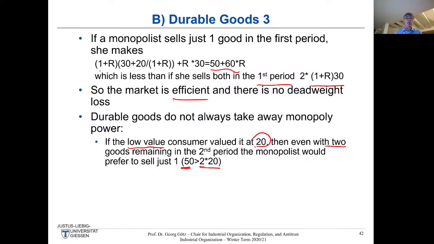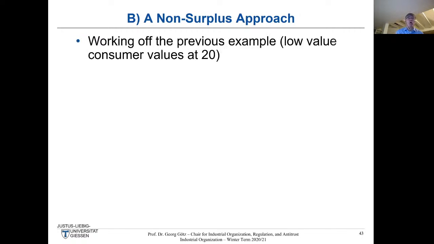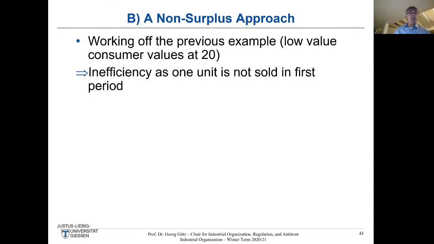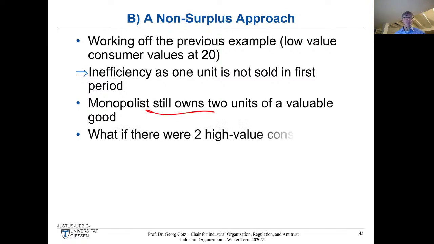Okay? So here you see the high value consumer has no incentive to wait, and the monopolist can extract all the consumer surplus. Of course, that's a specific example because we have only 2 types. If we have infinitely many types, typically you cannot extract all consumer surplus, but you see you can intertemporally price discriminate here. Okay? Now, again, you see we have inefficiency as 1 unit is not sold in the first period. That's what I tried to explain to you. And the monopolist still owns 1 unit of a valuable good.